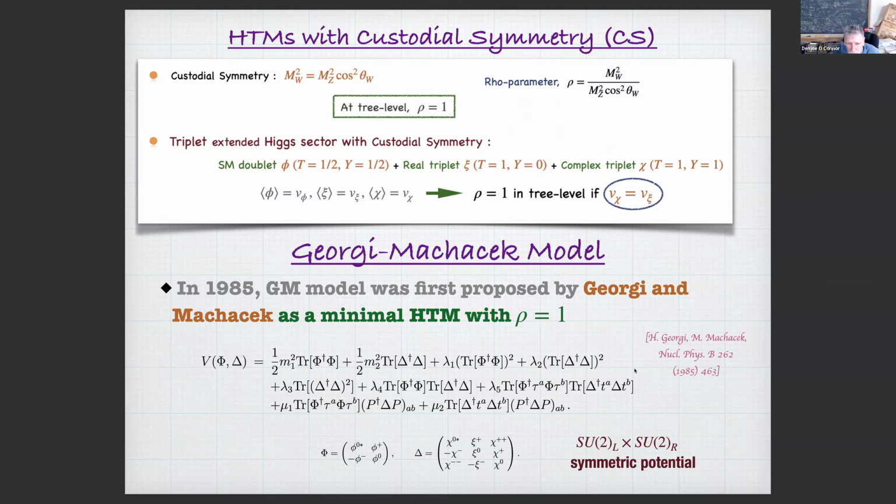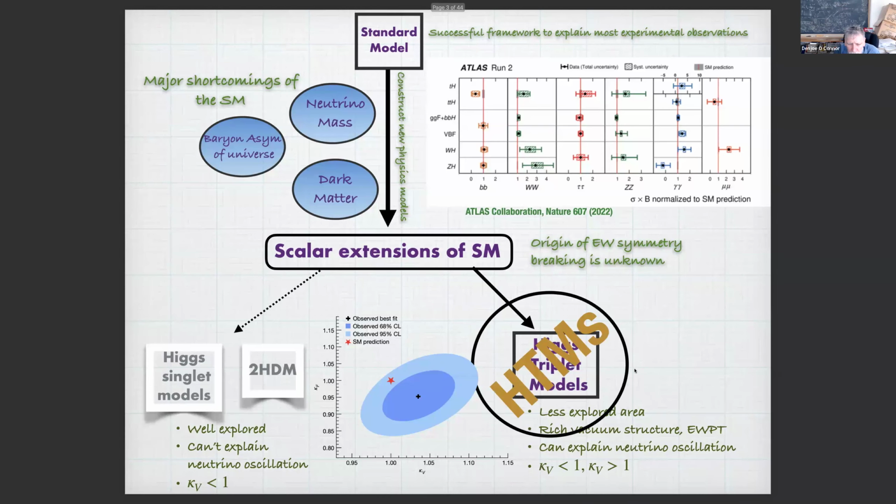Can I ask, what was kappa V in that expression? Kappa V is the standard model Higgs coupling to vector boson pairs, normalized to the standard model prediction. Okay, I have you. Yes, the ratio to the standard model prediction.